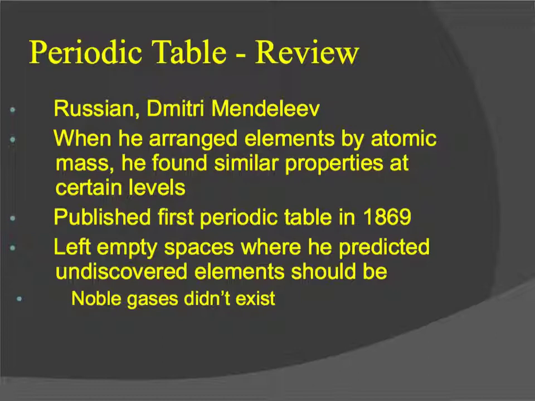And he actually was able to predict where undiscovered elements should exist by leaving empty spaces on his periodic table, which is pretty neat. And at that time, noble gases were not part of the periodic table. Remember, noble gases are that group 8A, that last column on the periodic table that starts with helium.